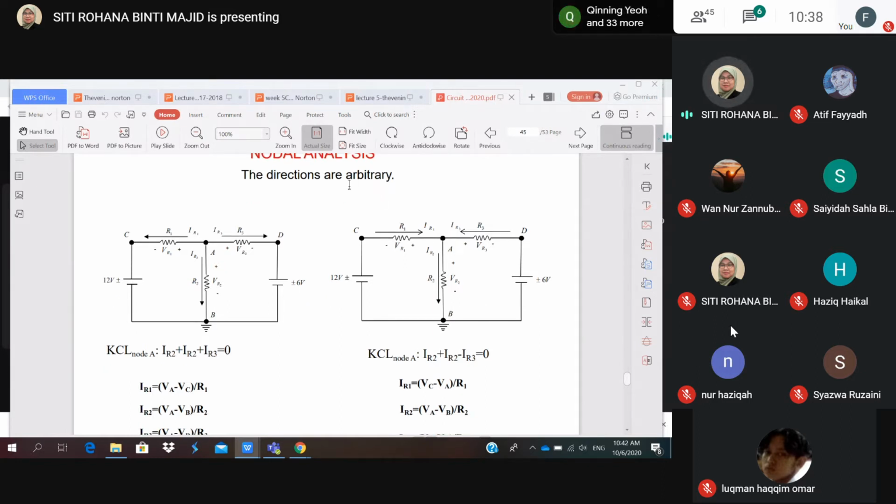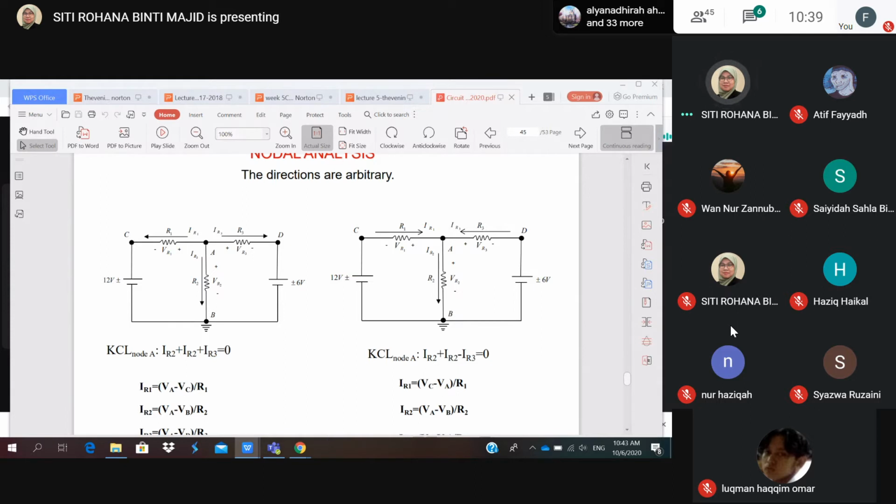This one many times students will ask me, should we follow the terminal of the battery? When I give the solution, the student said, oh, suppose from here to this point, because this one is positive, and then this one will end up here. No, that concept is only for mesh, but for nodal analysis it is arbitrary. That means you can set the direction, you decide by yourself, but it must be consistent.